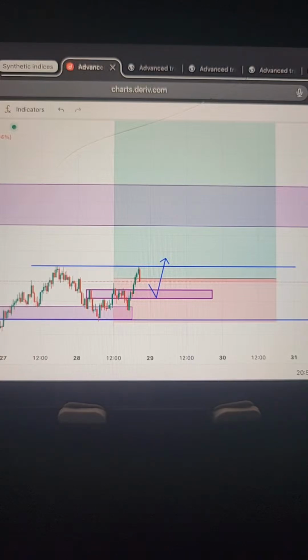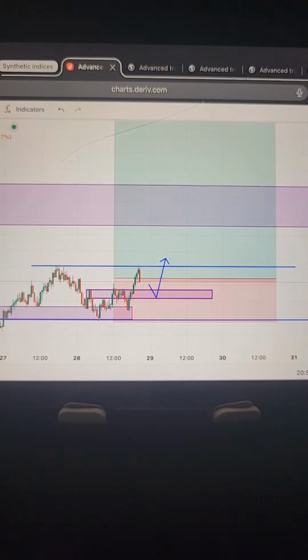So, like I said, list of assets you should avoid trading as a beginner. If you are just starting to trade synthetic indices, you should avoid these assets by all means. Number one is volatility 75. I'm not gonna lie to you, this volatility 75 is extremely volatile and sometimes it can be unpredictable.